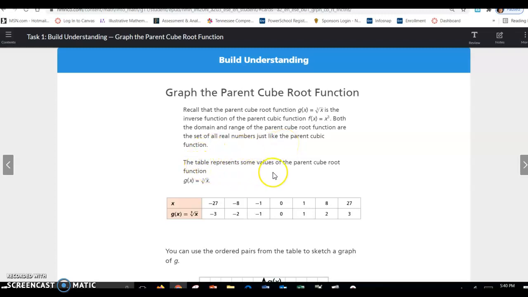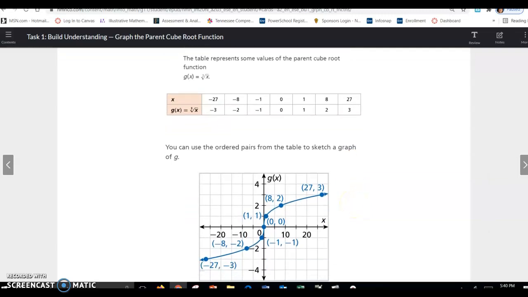The table represents some values of the parent cube root function, g of x equals the cube root of x. Since the cube root of x is the inverse of x cubed, you see that they have picked values that are perfect cubes. Those are easier to evaluate because you're going to get exact numbers.